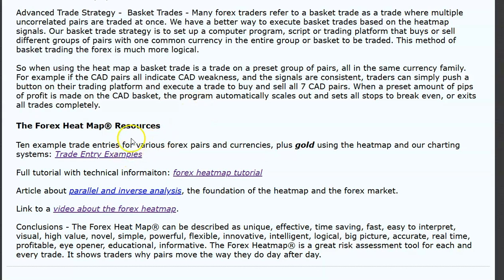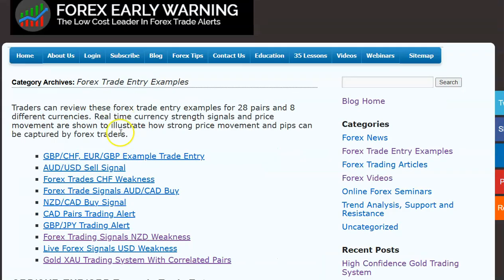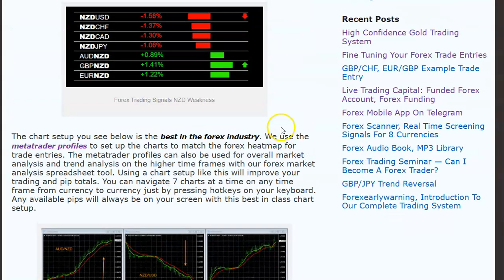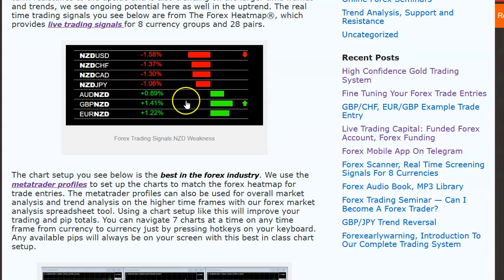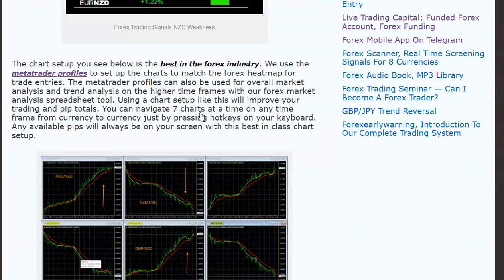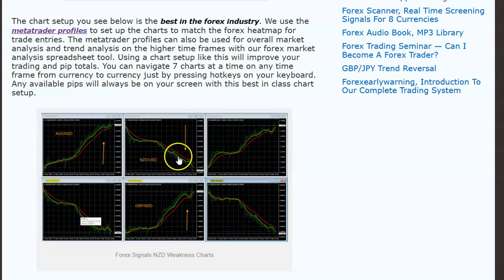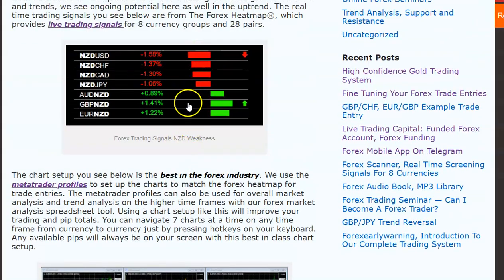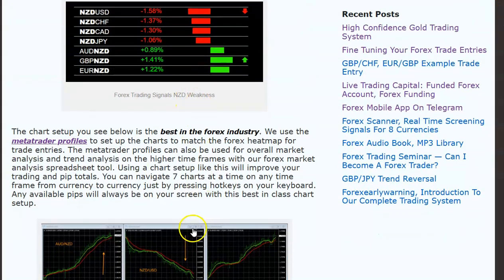At the bottom of this lesson, we have some trade entry examples. If you want to see a bunch of different trade entry examples, you can look at these. You can look at what a good Forex trade looks like. If you want to see what a good trade looks like on one of the New Zealand dollar pairs, selling the New Zealand USD or buying the Euro New Zealand, you want consistent New Zealand dollar weakness, and then you want the chart setup that matches the Forex heat map. This is the best way to trade the Forex market and the gold market.